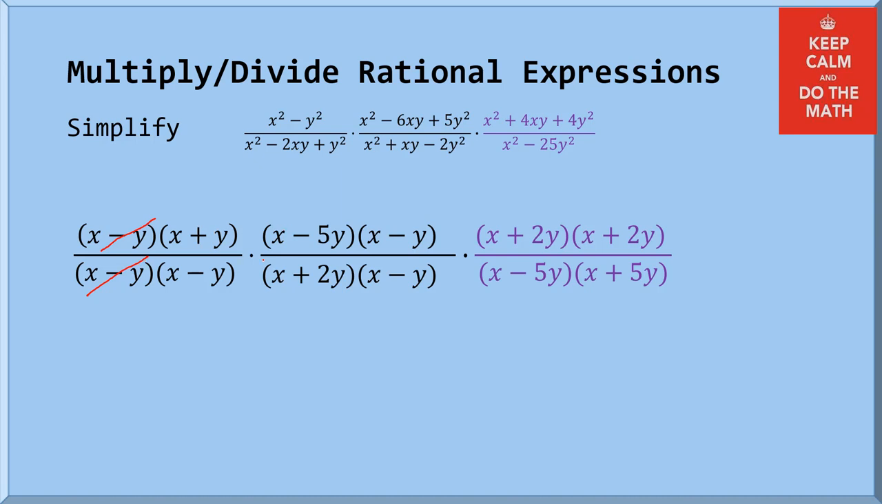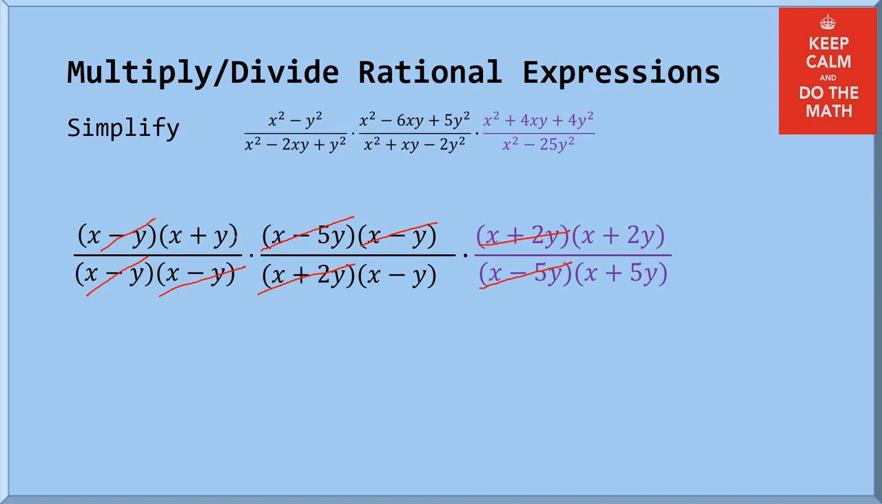So I have, let's see if I keep going. I see an x minus 5y here, can reduce with this x minus 5y. I can see this x plus 2y with this x plus 2y. Here's another x minus y that could be replaced or reduced with that one. And now I have nothing else that can be replaced.